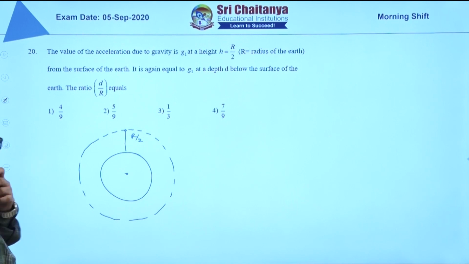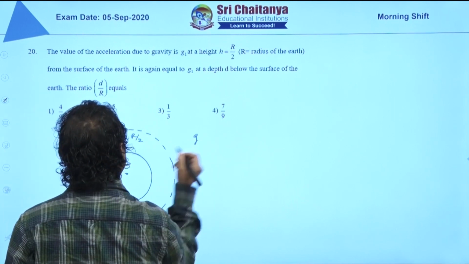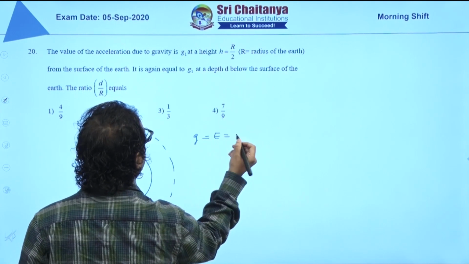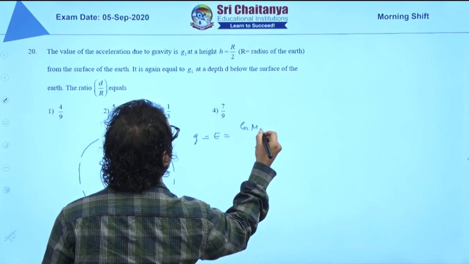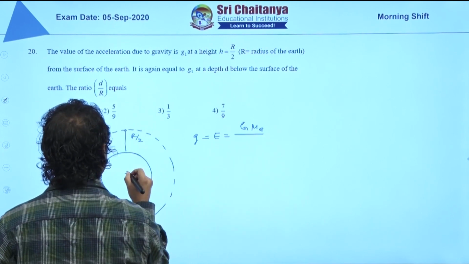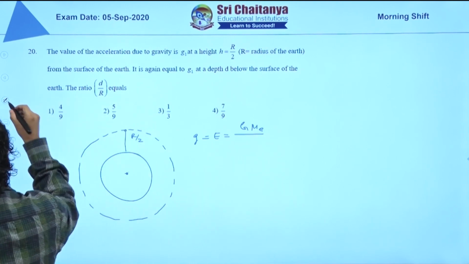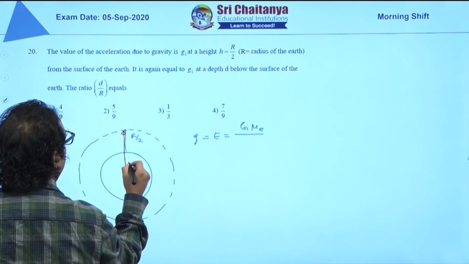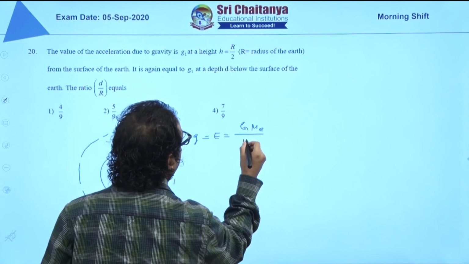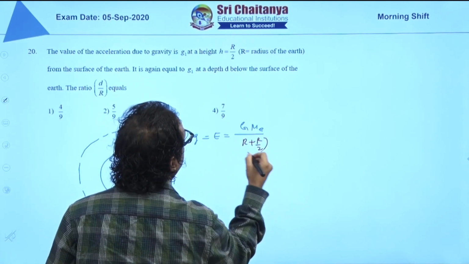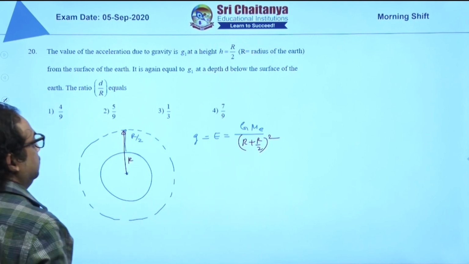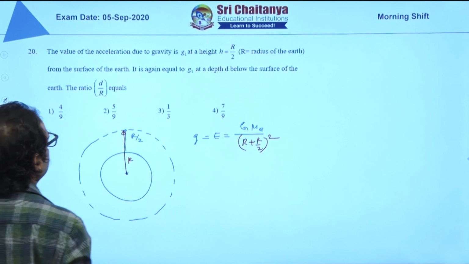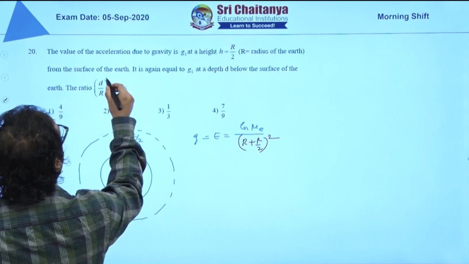Right. So, how much g value are you getting? We know the general formula. g is equal to the gravitational field, which is GM_e divided by the total distance, the total distance being (R + R/2) whole square, and which is again equal to the field at a depth d.